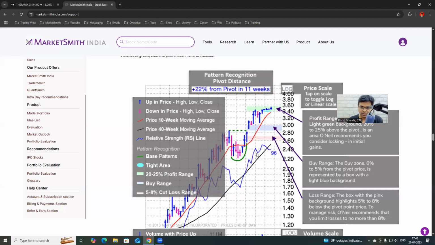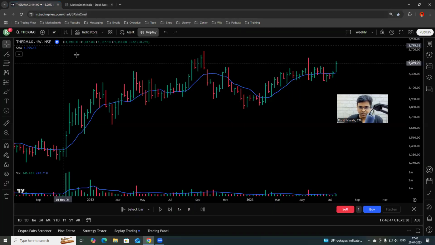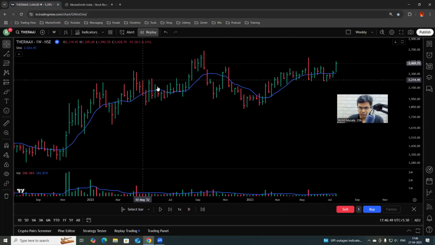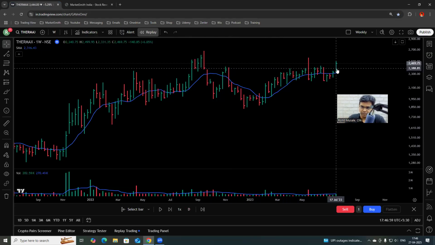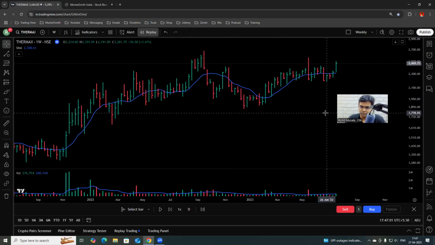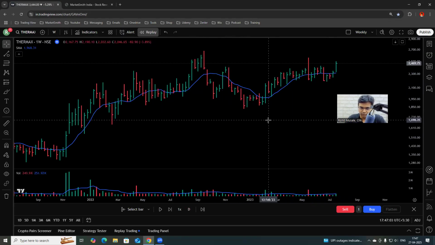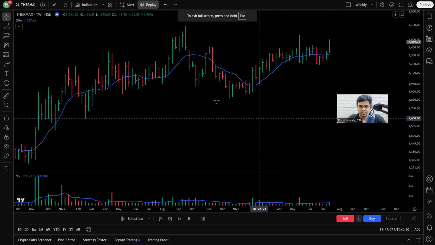So on the Market Smith chart, now I cannot show you the Market Smith chart of Thermax because I'm not allowed to show you charts with the latest 3 months data. It will come in the chart. So that is why I'm showing you TradingView. Okay, this is an old chart as per the regulations. So this is how it looked. Just a second. Yeah. So I've expanded. This is how it looks.